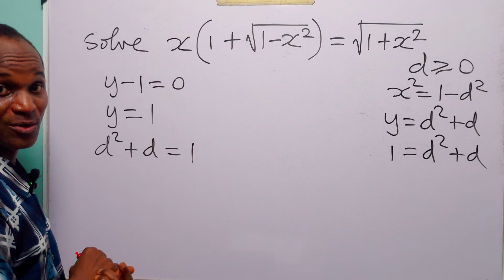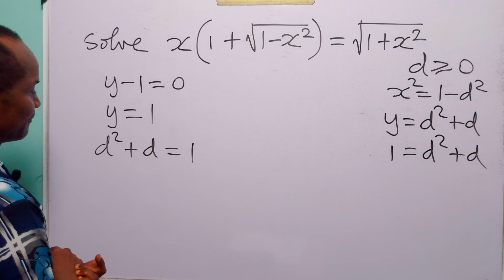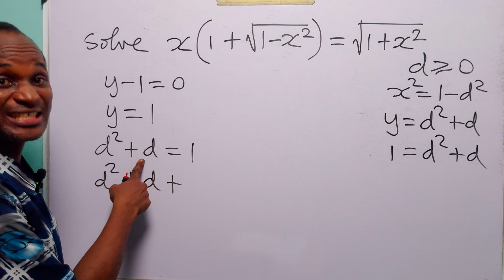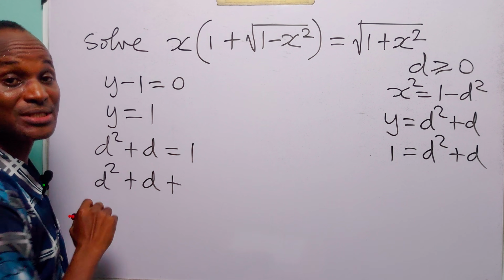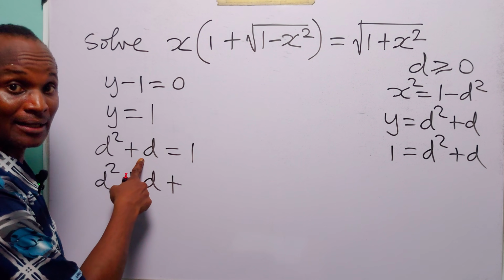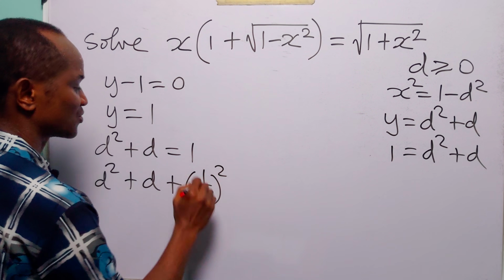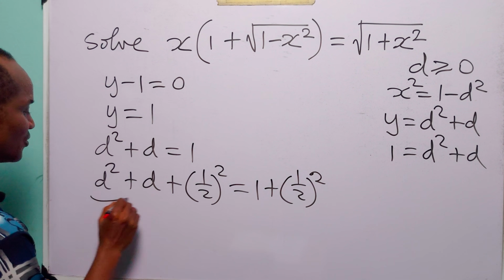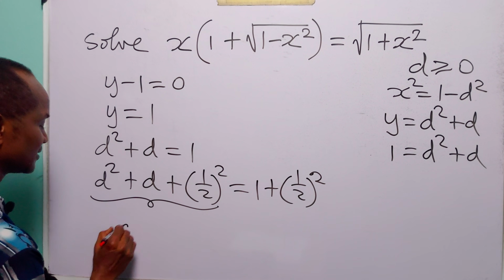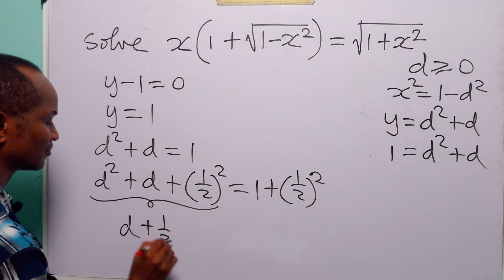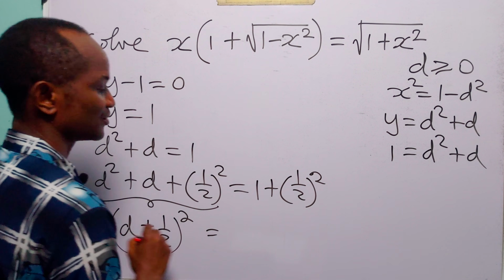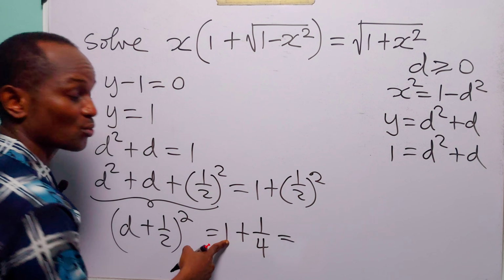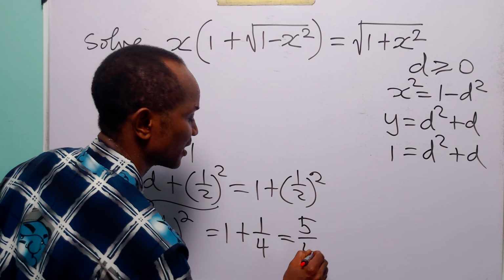Now, we cannot solve this quadratic equation by factorization, so let us complete the square. We have d squared plus d plus, we divide the coefficient of d by 2, square it, and add to both sides of the equation. Now, the coefficient of d is 1, so we have 1 over 2 squared, and this is equal to 1 plus 1 over 2 squared. Now, you know that this is a perfect square, so we take 1d and we take 1/2 and we square, and this is equal to 1 plus 1 over 2 squared is 1 over 4. 4 times 1 is 4, plus 1, 5, so this is 5 over 4.